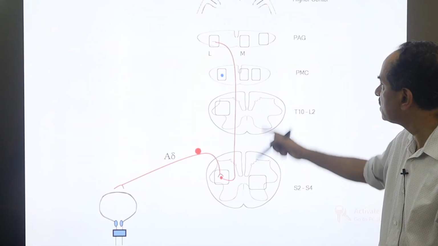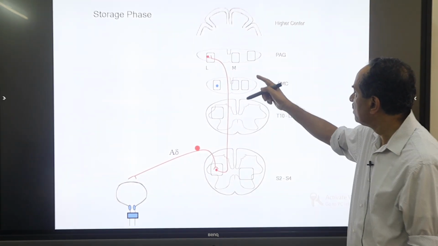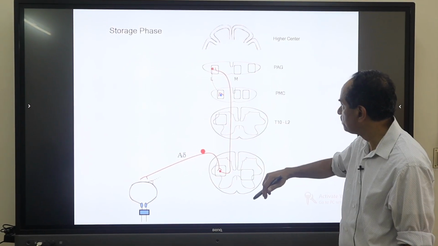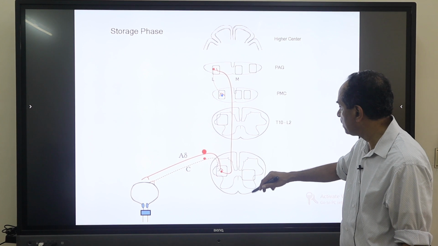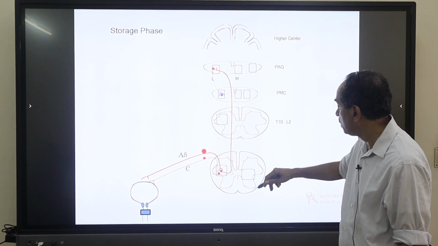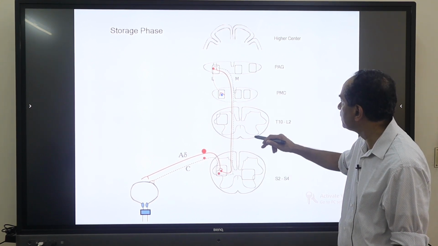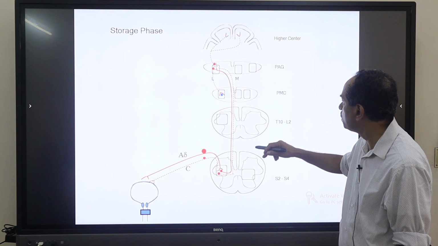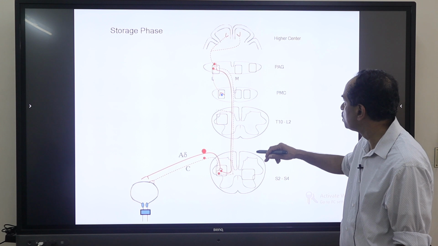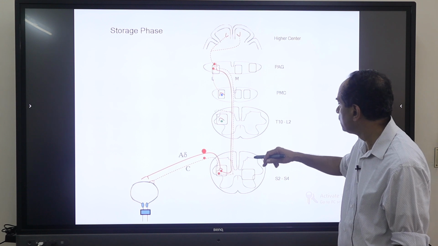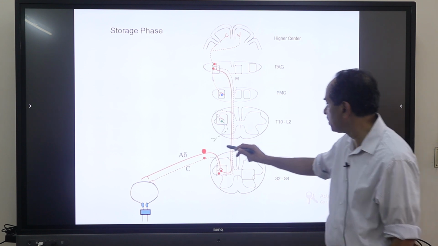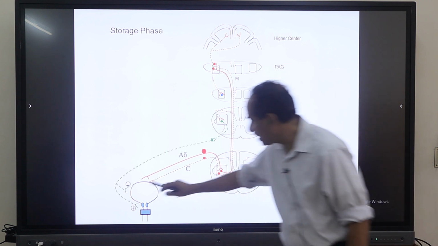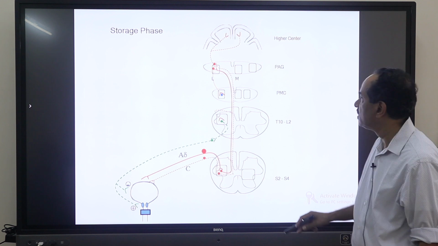A delta fibers going to the lateral part, and then storage. Then comes the C fiber. The bladder has distended now. It reports to the cortex, and the cortex, what does it do? It decides to store, and also there is sympathetic activity, which helps in relaxing here and increasing the tone here.